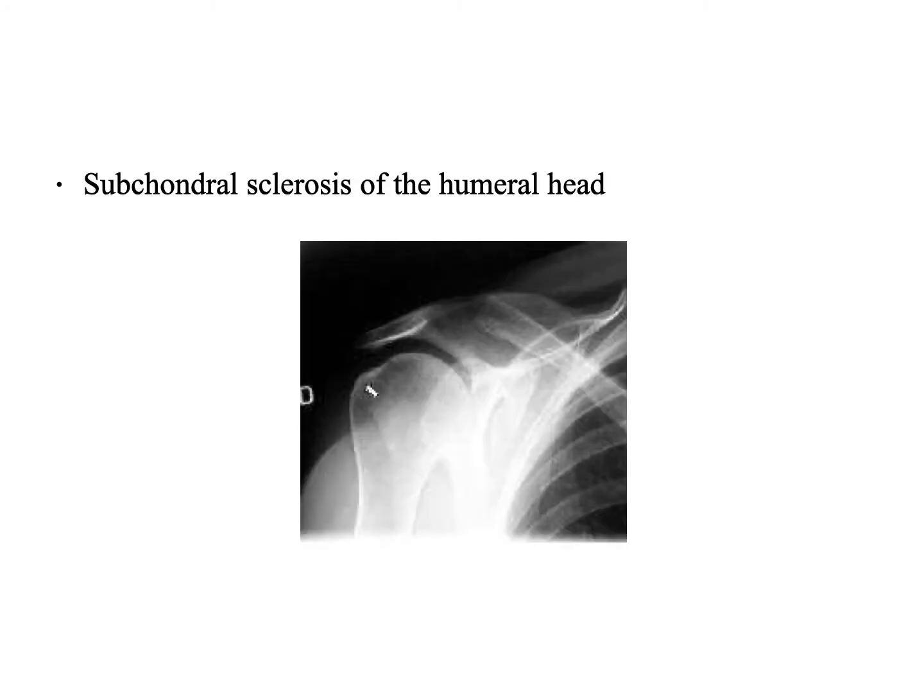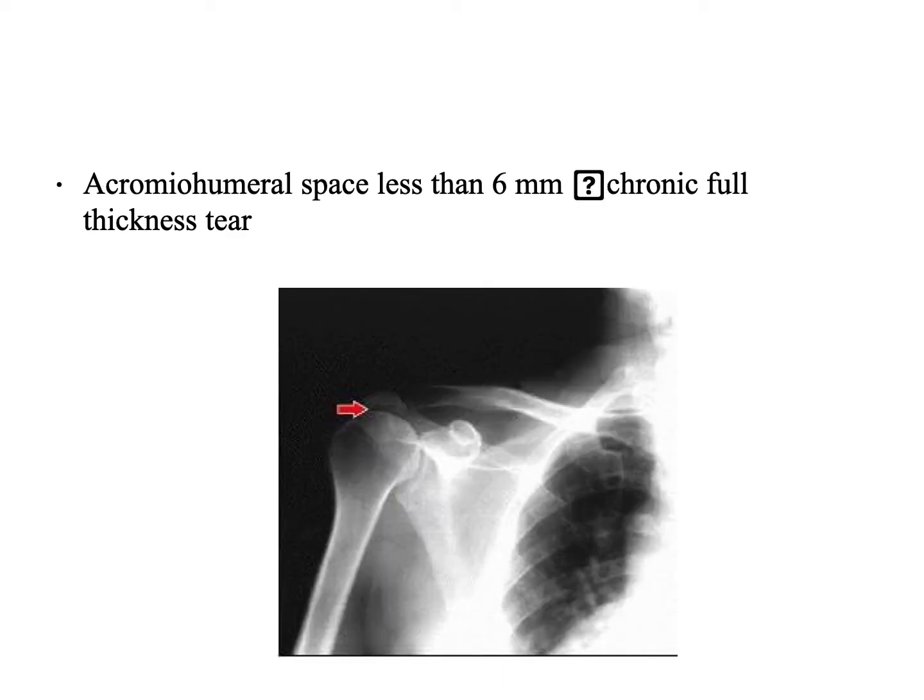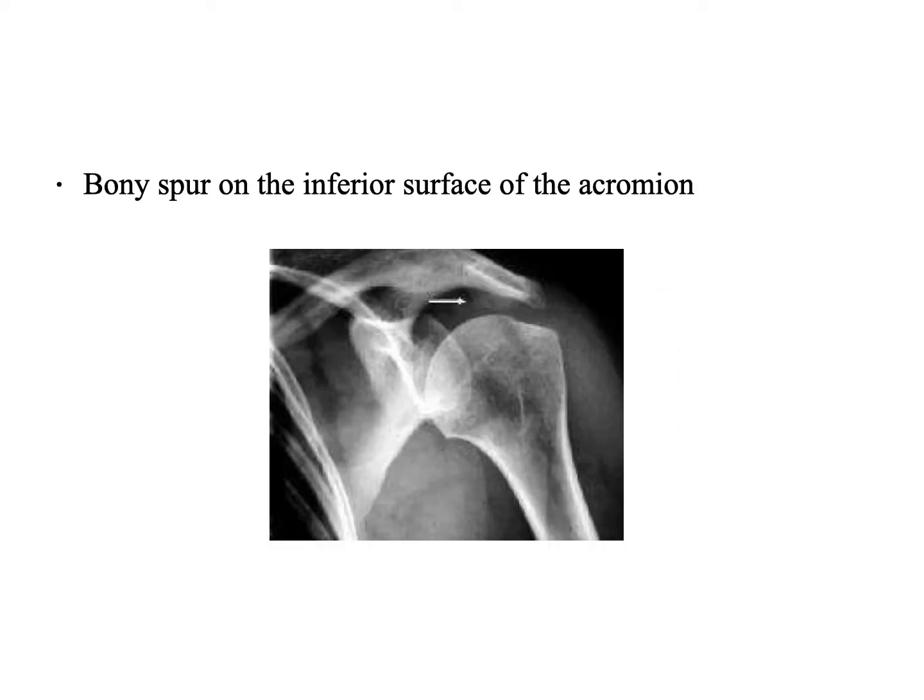This is an X-ray picture showing subchondral sclerosis of the humeral head. This shows an acromiohumeral space which is less than 6 mm in case of a chronic full thickness tear. This shows a bony spur on the inferior surface of the acromion.